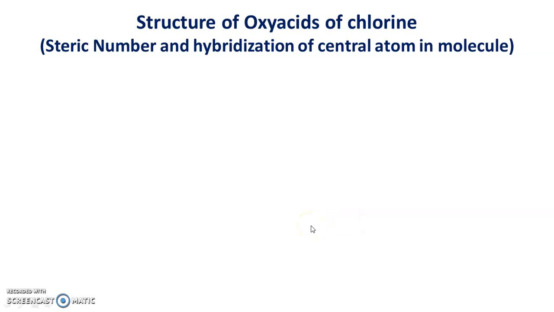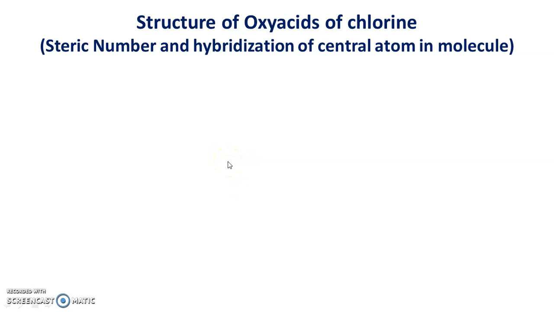In the last video, we discussed what oxyacids are and trends in their physical properties, like thermal stability, their acidic nature, and their behavior as an oxidizing agent. And at the end of that video, we discussed the structures of oxyacids on the basis of valence shell electron pair repulsion theory.